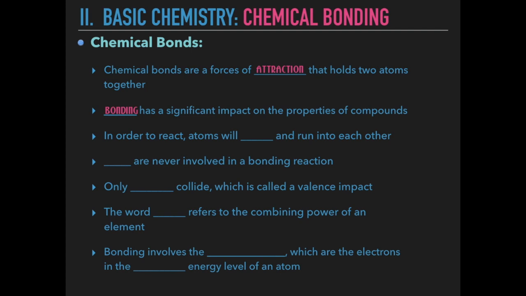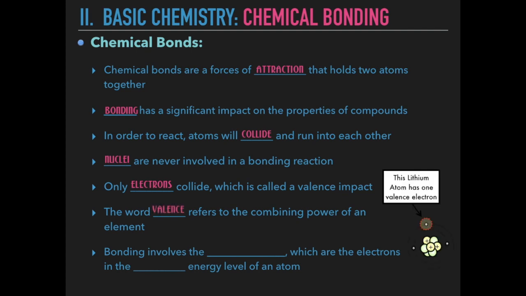sulfate. Now, in order to react, atoms will need to collide, run into each other, and that's specifically happening with the electrons. Now, the nucleus is never going to be involved in the bonding. Basically, we're only dealing with the electrons. And these are specifically the valence electrons, the outermost level. So the inner ones that are filled, they will not be focused on in the bonding generally. It's going to be the outer electrons. Okay, there's your valence electron on the outer level.